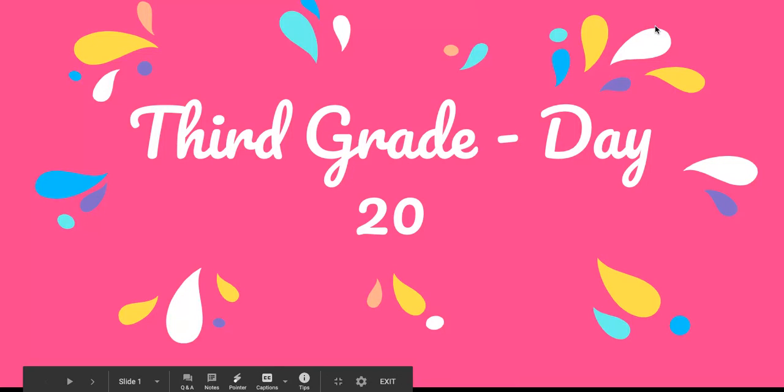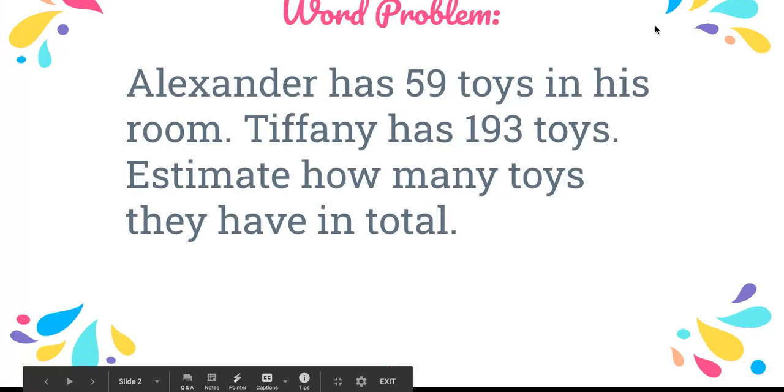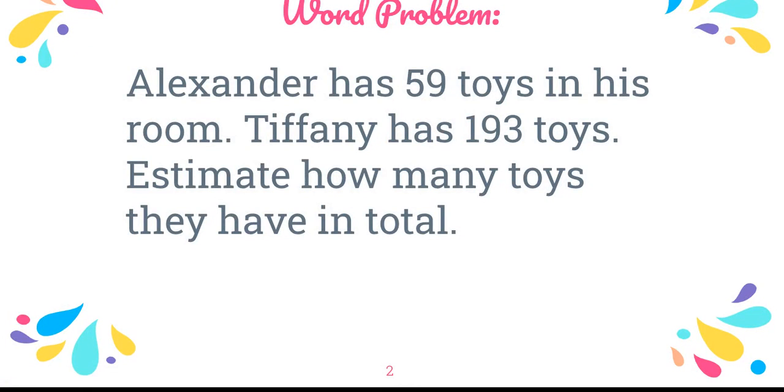Our word problem is getting ready to show up here, so grab your paper and pencil for our word problem today. Alexander has 59 toys in his room. Tiffany has 193 toys. Estimate how many toys they have in total. So go ahead and pause the video, work through this, and when you're ready, press play.